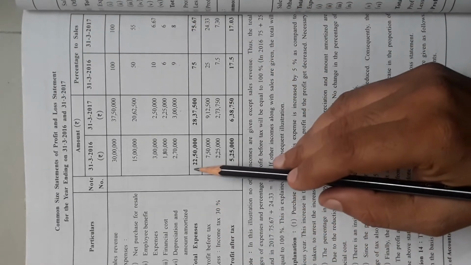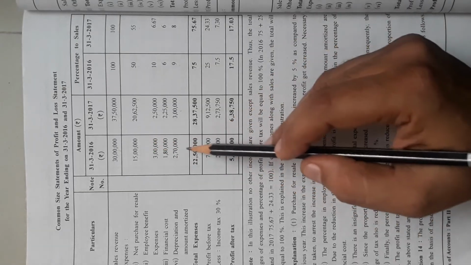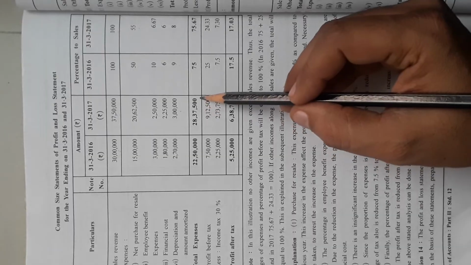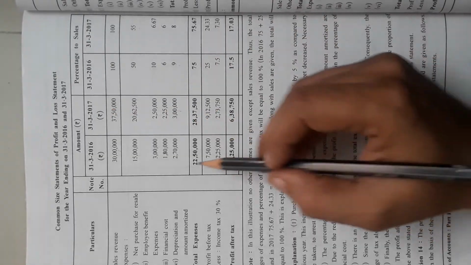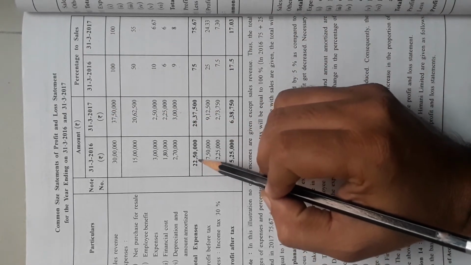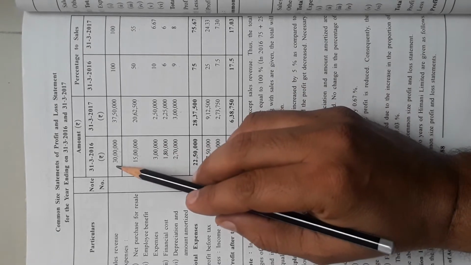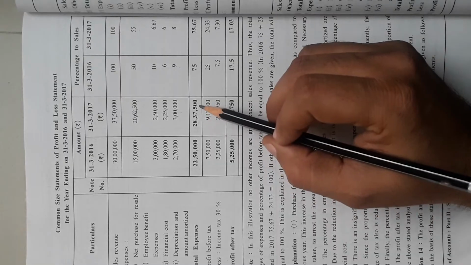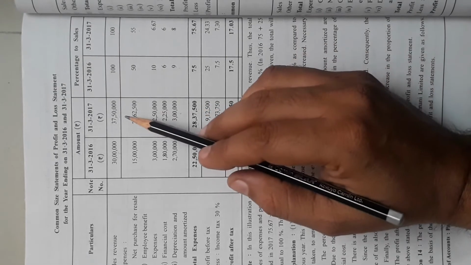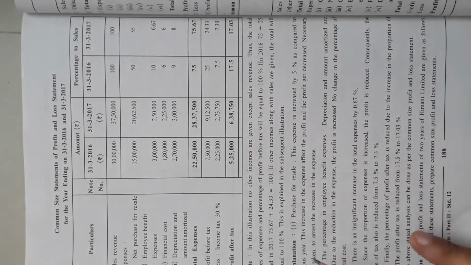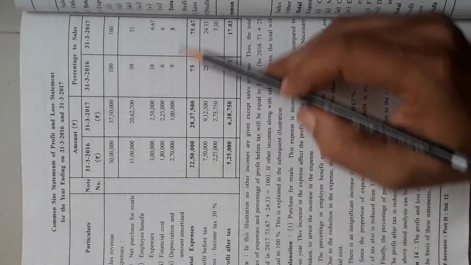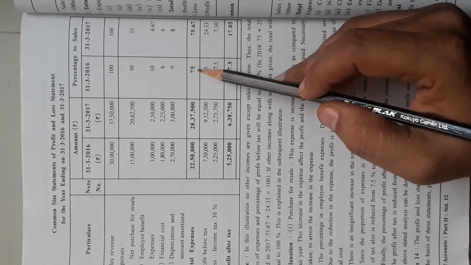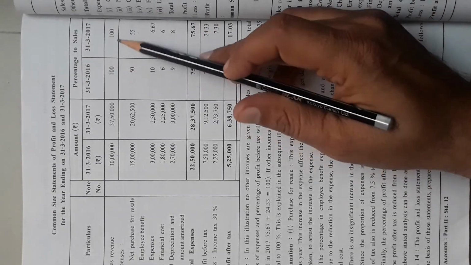Now total expenses, making the total of all these expenses: 22 lakh 50,000 and 28 lakh 37,500 for 2017. Taking this percentage, 22 lakh 50,000 divided by 30 lakh into 100, so 75%. 28 lakh 37,500 divided by 37 lakh 50,000 into 100. So we have got 75.6%. That means the total expense is of this percentage as compared to 100% of sales.